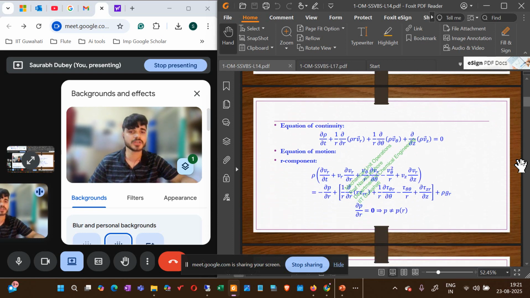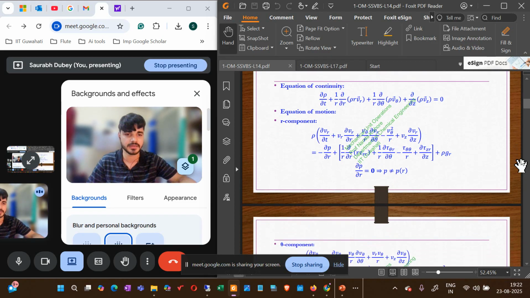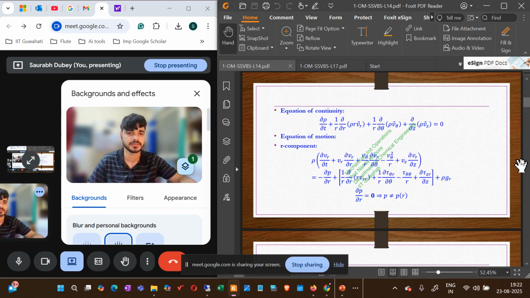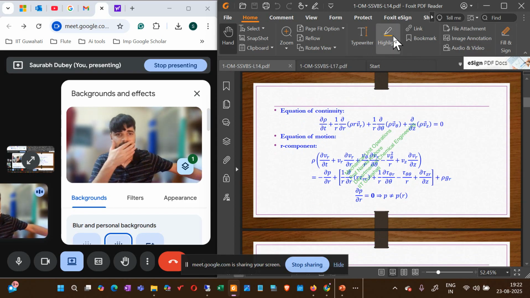Now the next slide was the equation of continuity. So you took the equation of continuity and then you started probing different terms, and you came to know that actually in this one I cannot highlight, right? But I can highlight.